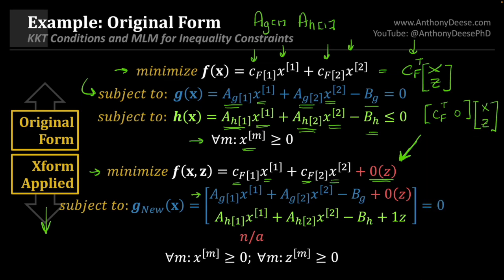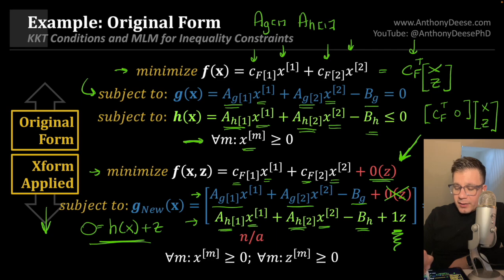Our equality constraint, the original one, stays the same. I don't think I need to repeat this. We have a similar 0 times z term. And then we have here where we converted our inequality to an equality, AH1 x1, AH2 x2, minus BH, and here's where our z comes in, right? We have to keep track of that z. We have to include that z right there. And this expression in green is essentially just h of x plus z equals 0. This is the same expression we showed before.